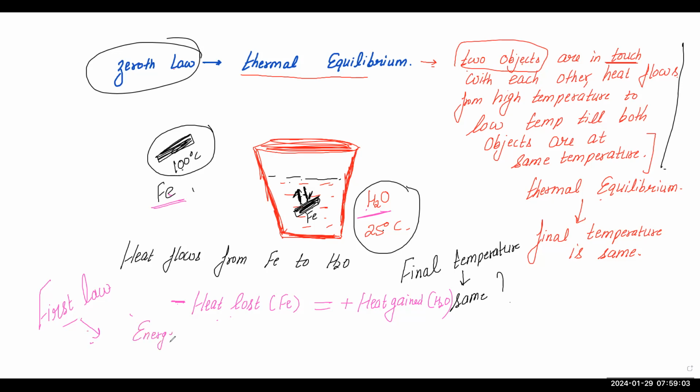This we have done earlier also with me. Energy of the universe is constant. Heat cannot be created or destroyed. It can be transferred from one object to another object, it can be transformed from one form to another form, but it cannot be created or destroyed. Here I'm just transferring from one system to another system. So whatever amount of heat is lost by iron, exactly same amount of heat is gained by water. Remember this zeroth law and first law.